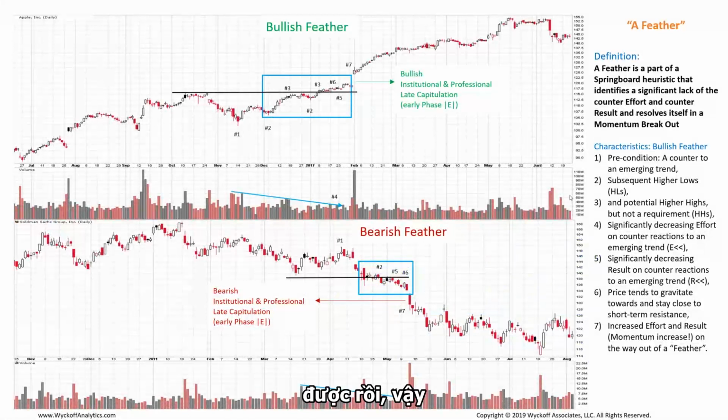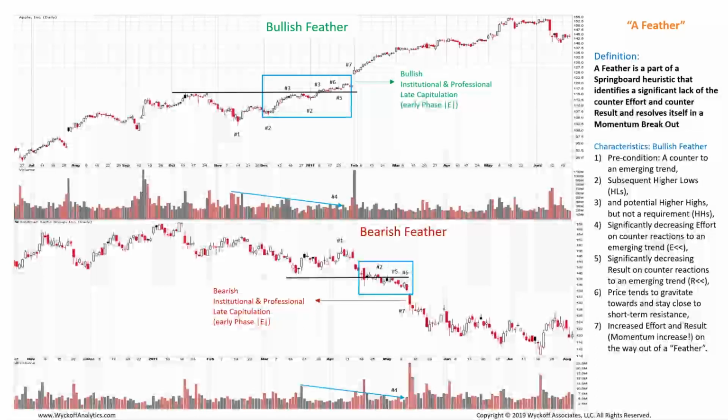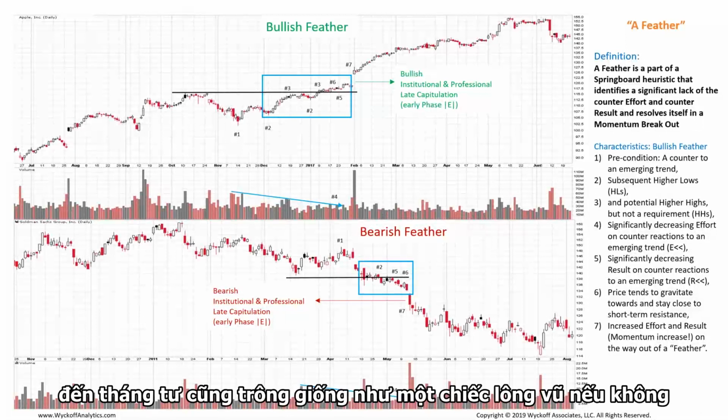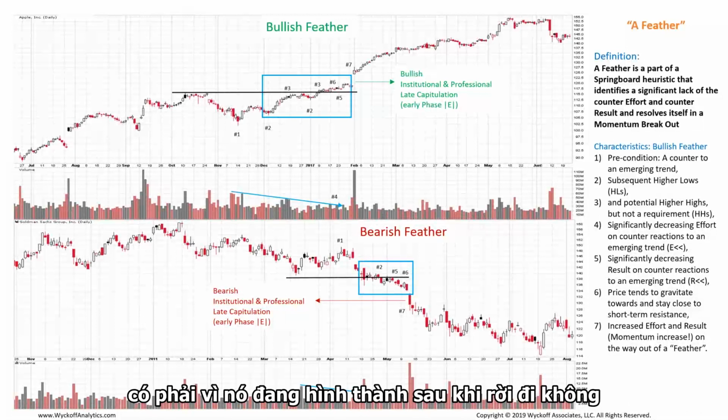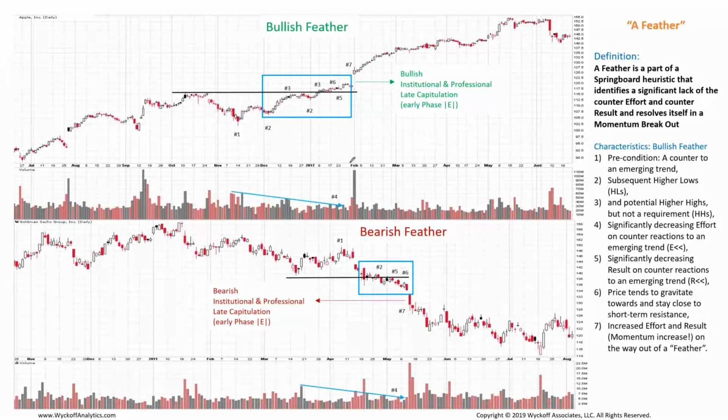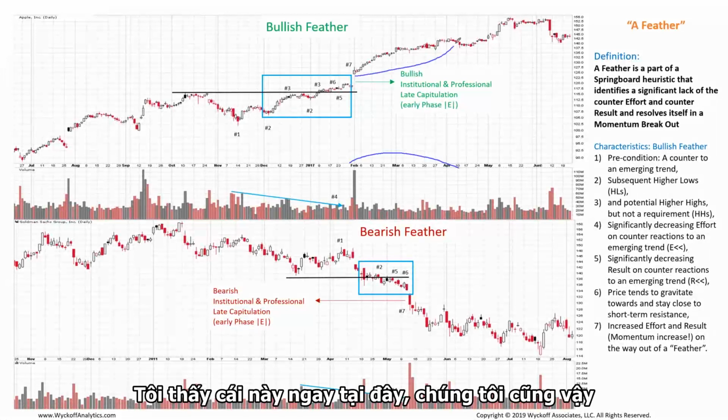Okay, now let's just say in the Apple chart, the upward movement from February to April also looks like a feather. If no, is it because it's forming after leaving the trading range? February, April. I see it. This one right here.